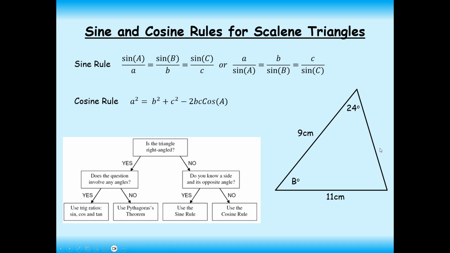For this triangle, you ask yourself, is it a scalene triangle? Yes. It's a scalene triangle, so we're down here. Ask yourself, do we know the opposite side and opposite angle? Yes. So we're going to use the sine rule here. We actually need to find this angle here. What you will have found is the angle opposite this side here.